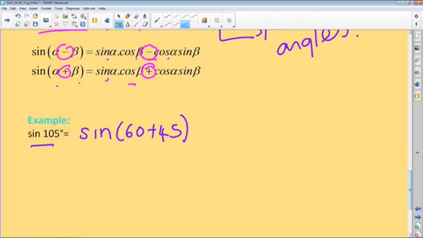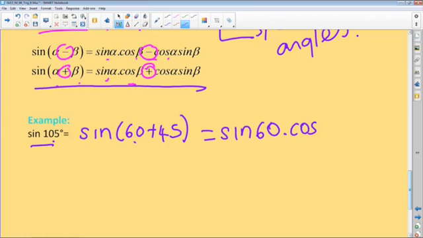So if I rewrite 105 as 60 plus 45, then using the formula, that one there, I can rewrite this compound angle into its expanded form as sine 60, because it's sine of the first angle, times cos of the second angle, plus we keep the sign, cos of the first angle, so cos of 60, times sine of the second angle, so sine of 45.